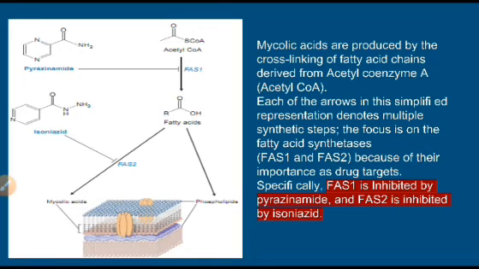So why are pyrazinamide and isoniazid different? This is the difference here. FAS1 is inhibited by pyrazinamide and FAS2 is inhibited by isoniazid. So always remember this very, very important difference.